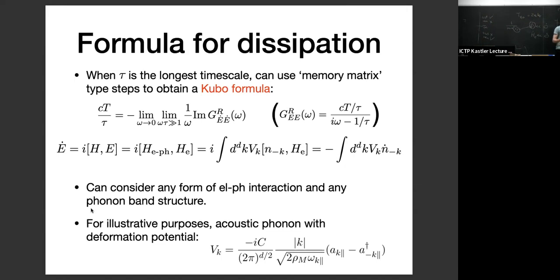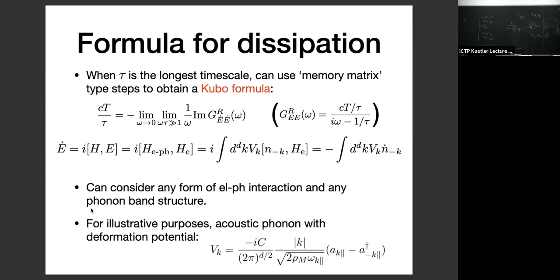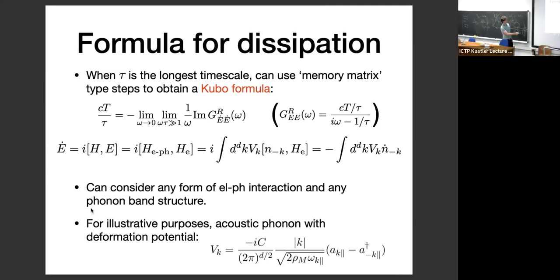Okay, so whenever you have one quantity, one operator, that lives much longer than all other operators, its decay rate controls everything. So for example, here's the formula you get in this case: this time scale, this rate of decay, is given by the spectral two-point function of E dot, right?